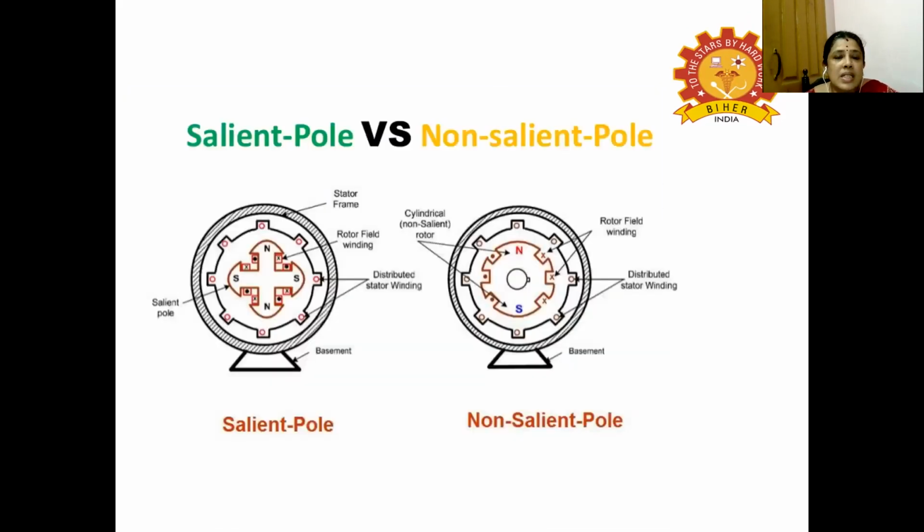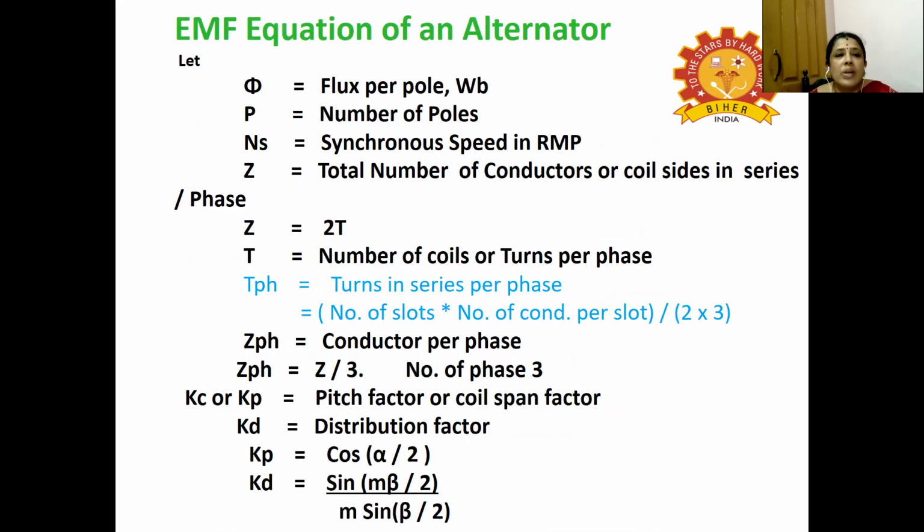This is the difference between salient pole versus non-salient pole. Now, EMF equation of an alternator. Phi is the flux per pole in Weber, P is the number of poles, Ns is the synchronous speed in RPM, Z is equal to total number of conductors in the phase. Z is equal to 2T. T is equal to number of coils or turns per phase.